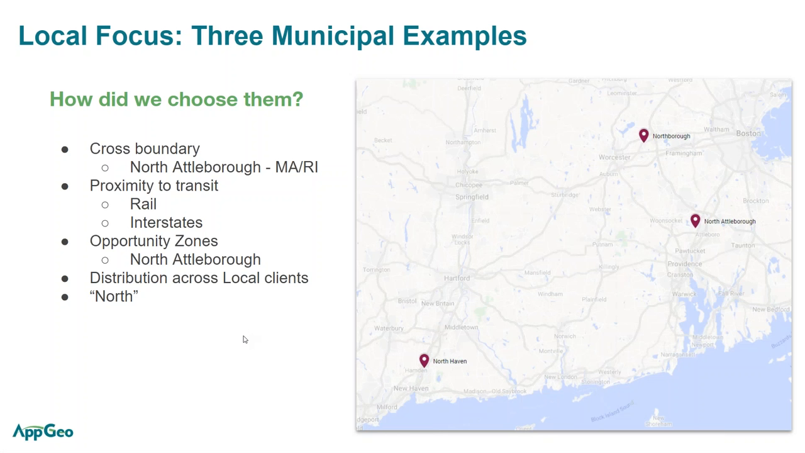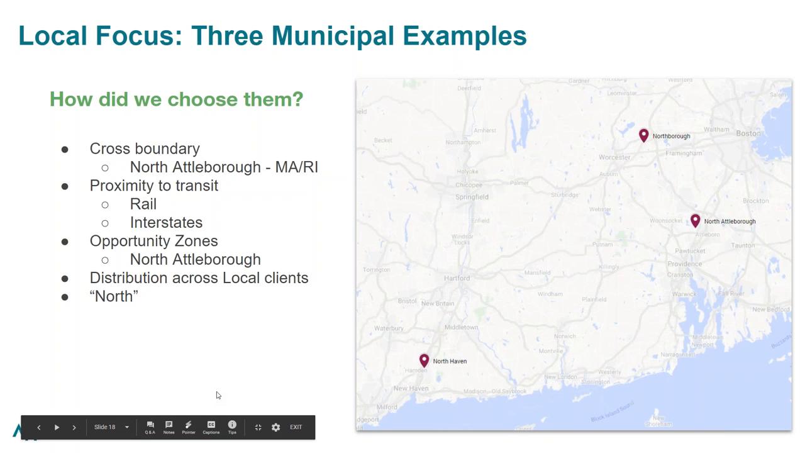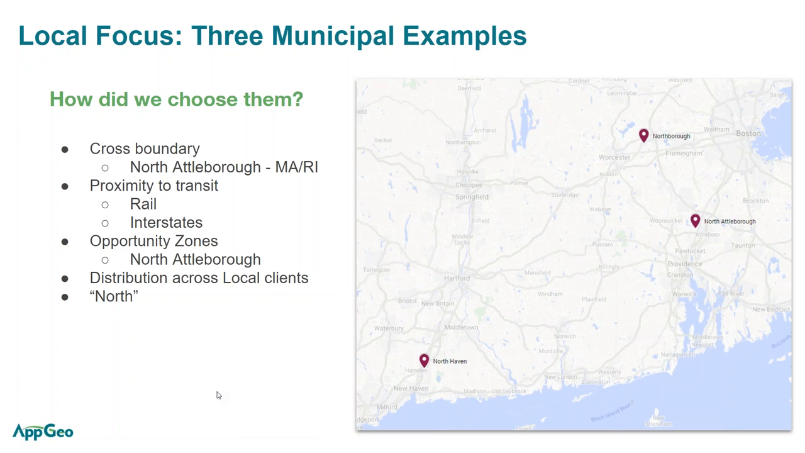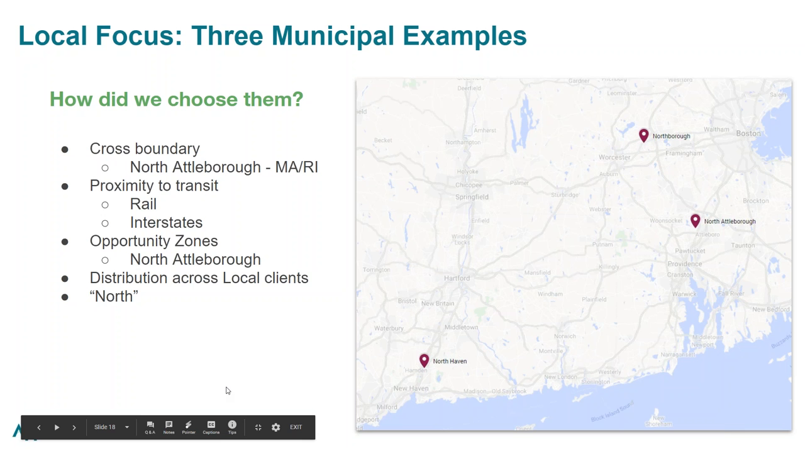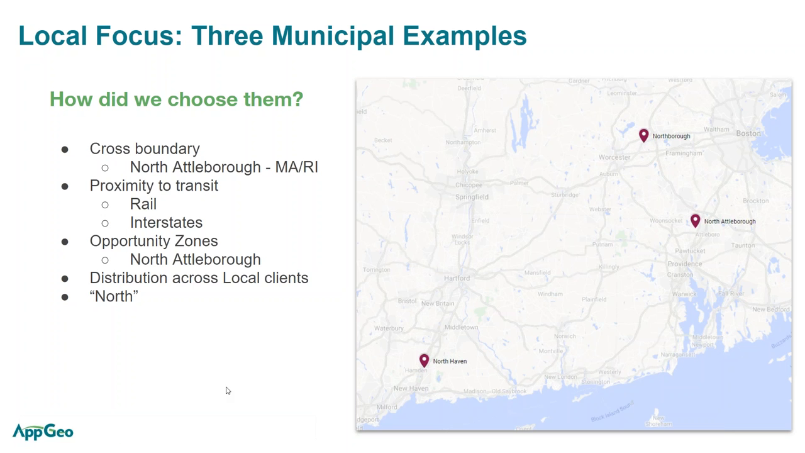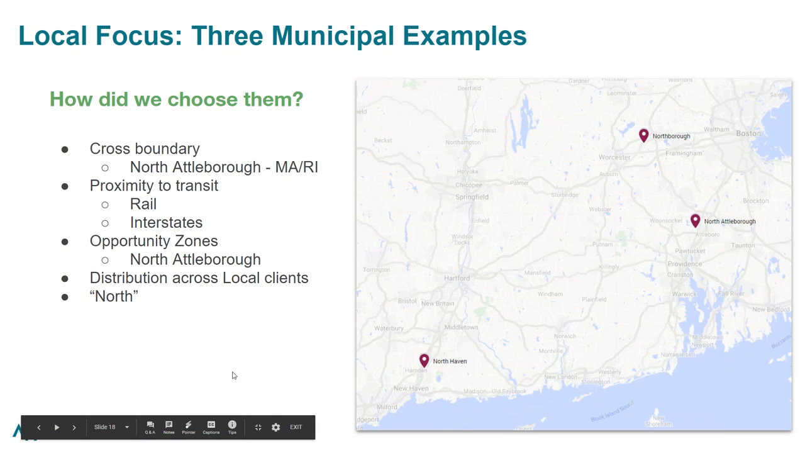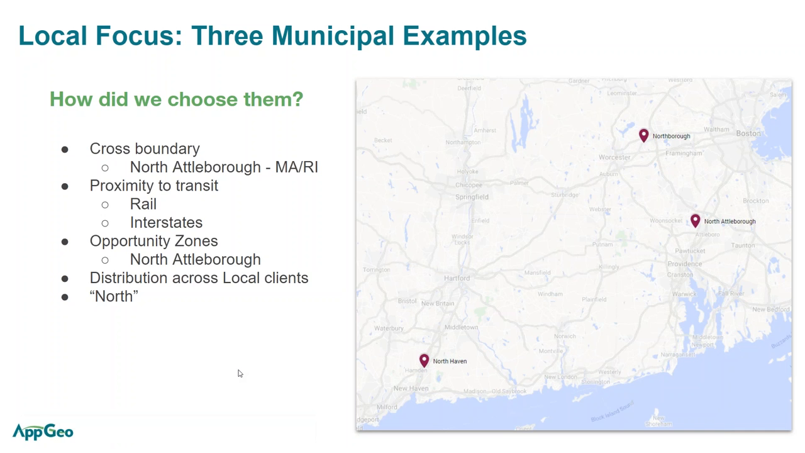First, we wanted to see if there was anything to learn about being near a state boundary where there's potential for people to travel across the boundaries. In the case of North Attleboro, it's at the Rhode Island and Massachusetts boundary. We also wanted to explore if proximity to transit, such as rail and highways, seemed to correlate with the amount of commuter flow to a particular location. All three of our example towns fit this criterion. Also, North Attleboro has qualified opportunity zones, which serves to entice more business to the town. So that's one of the reasons we picked that town.